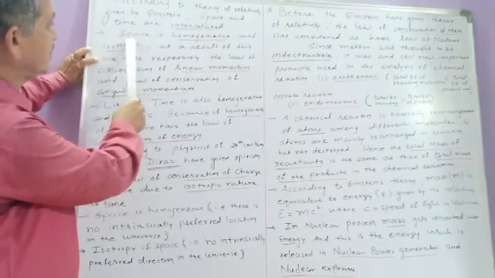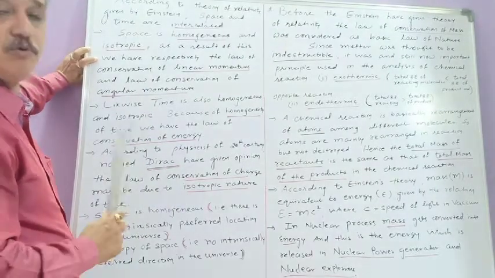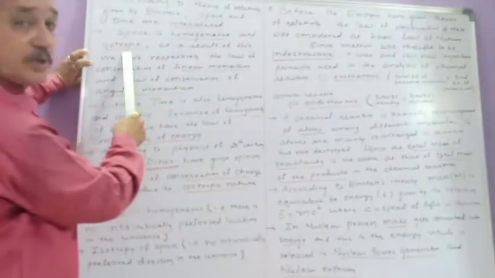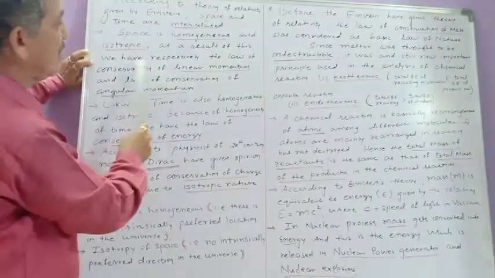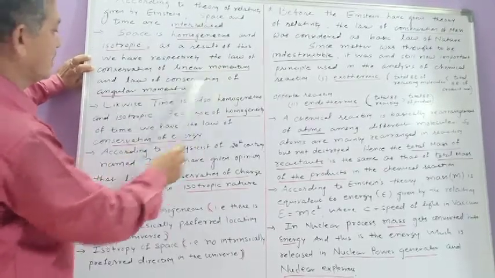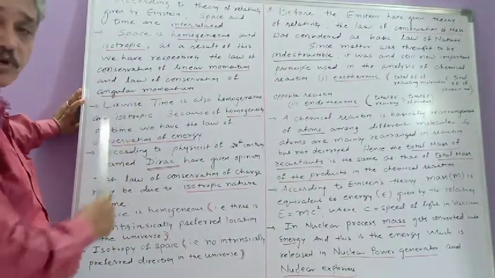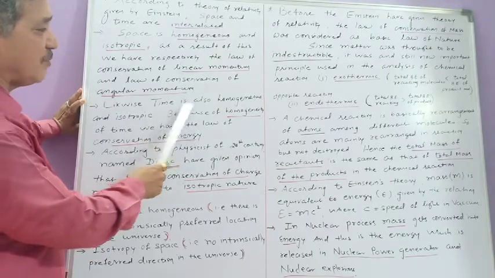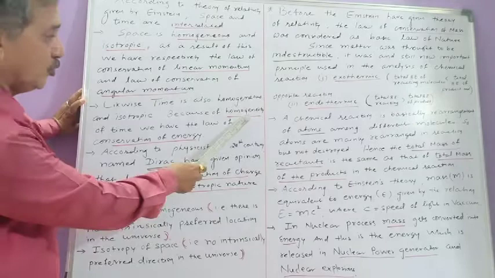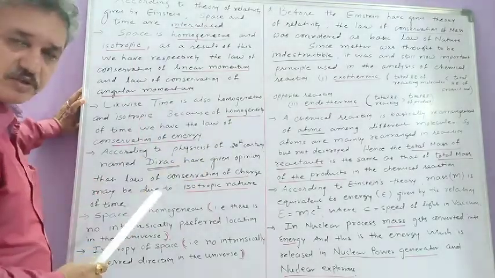Due to the isotropic nature of space, we have the law of conservation of angular momentum. You can see the space is homogeneous and isotropic. As a result of this, we have respectively the law of conservation of linear momentum and the law of conservation of angular momentum. Then, in the same way, there is the time. So likewise, time is also homogeneous and isotropic. And due to this homogeneity of time, we have the law of conservation of energy.